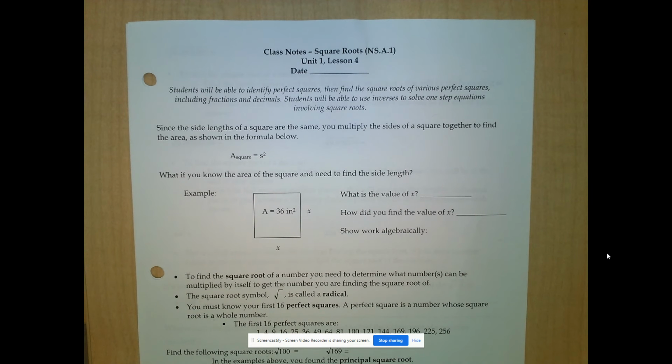Students will be able to identify perfect squares, then find the square roots of various perfect squares, including fractions and decimals. Students will be able to use inverses to solve one-step equations involving square roots. So, it makes sense that a square root has something to do with a square.